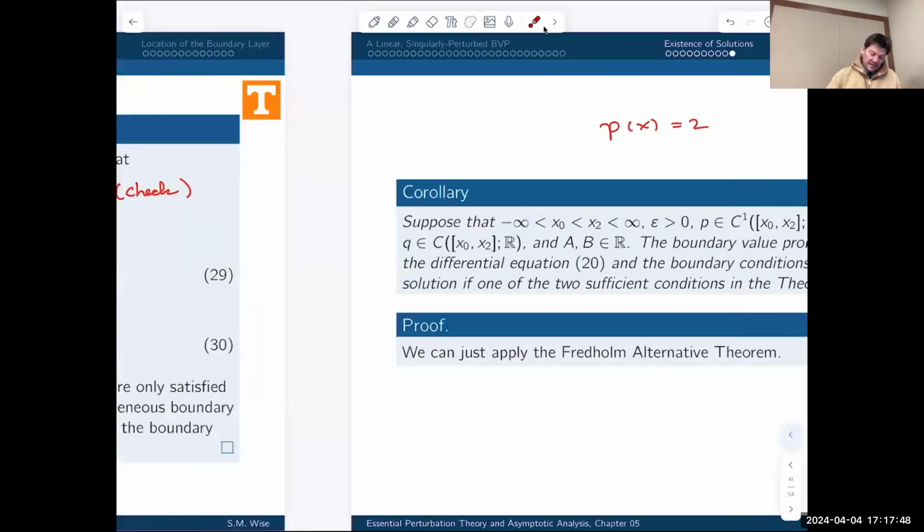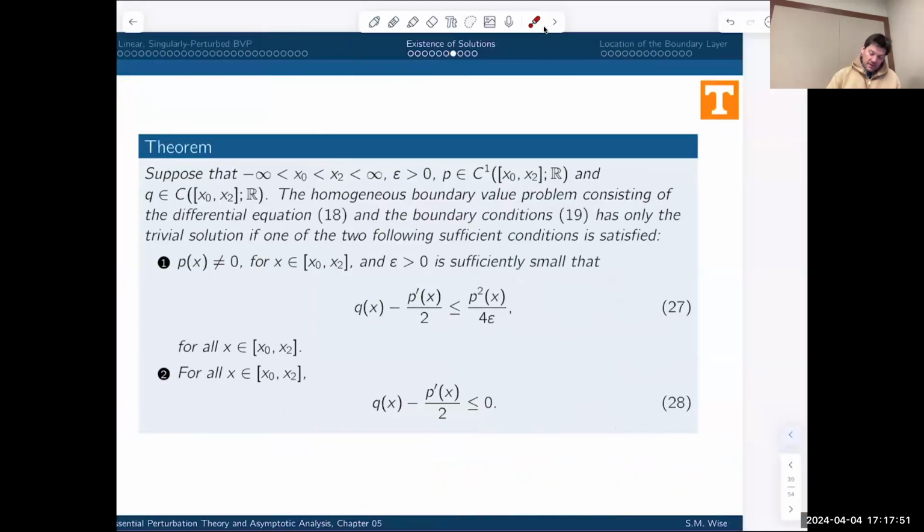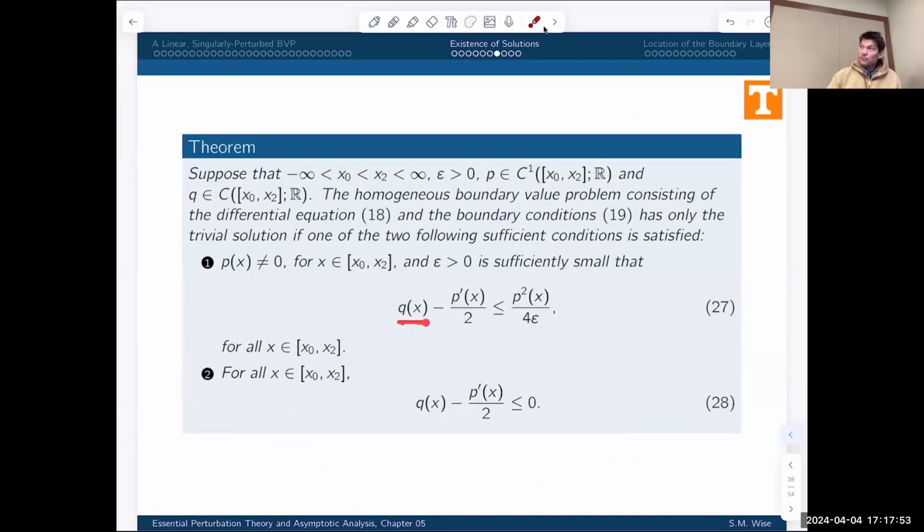The P function is positive, and so for sufficiently small epsilon that becomes solvable. Actually, let's check that. So here, Q would also be 2, right? So if we're going to check it for Q equals 2, P equals 2, I probably ought to make one of these a P, right? P equals 2. So then this is going to be 2 minus, what's the derivative of P when it's 2 everywhere? It's 0.